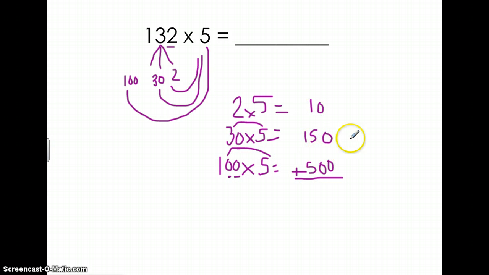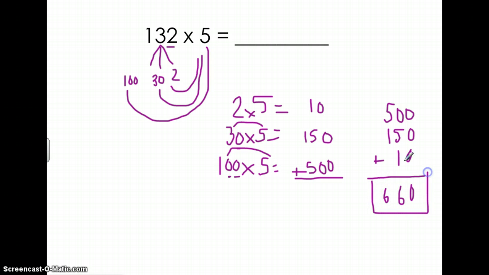Now I don't feel super comfortable with the way I've lined up my places, so I'm going to take just about 5 more seconds to line them up and make sure that I'm setting myself up for success. Because it's a big shame to do all this work and then mess up on the easiest part, which is adding up all of the partial products. And all of my partial products add up to a final product of 660.